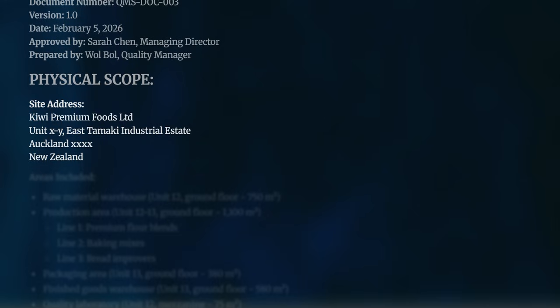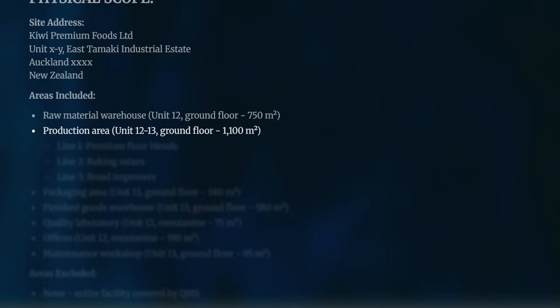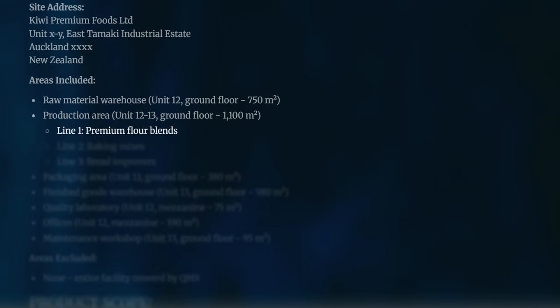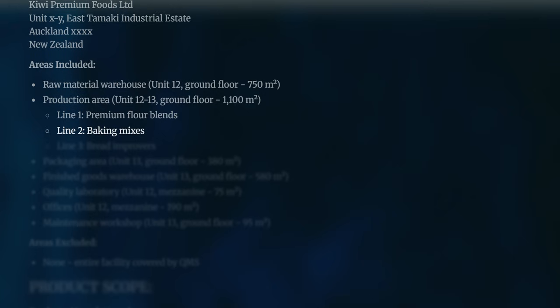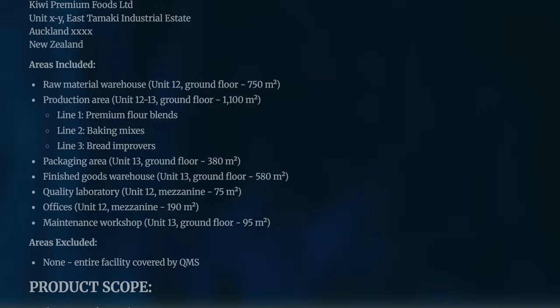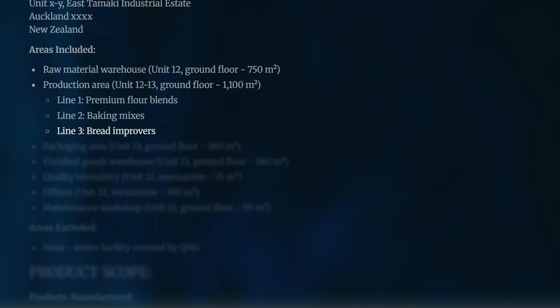So the physical scope, site address, Kiwi Premium Food Limited, unit number X in Auckland, New Zealand. Areas included: raw material warehouse in Unit 12, ground floor, 750 square meter. Production area, Units 12 to 13, ground floor. The area is 1,100 square meter. And in the production area, you have line 1 for premium flour blends, line 2 for baking mixes, line 3 for bread improvers.